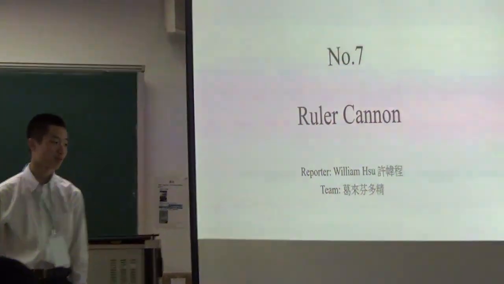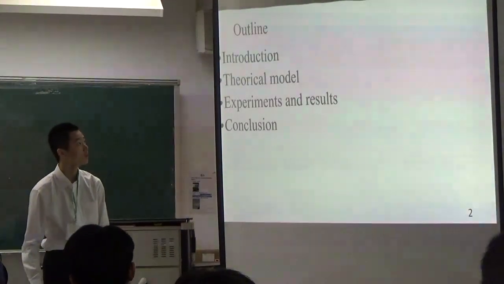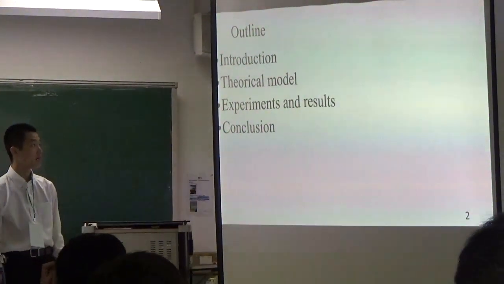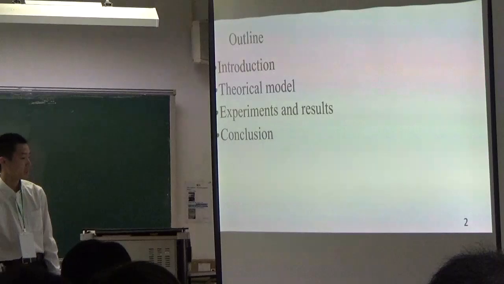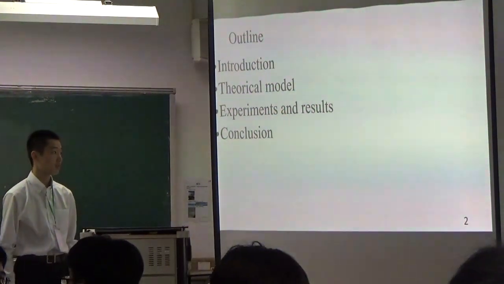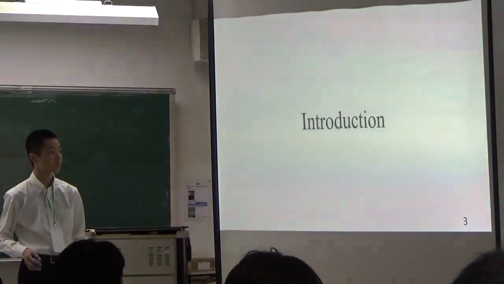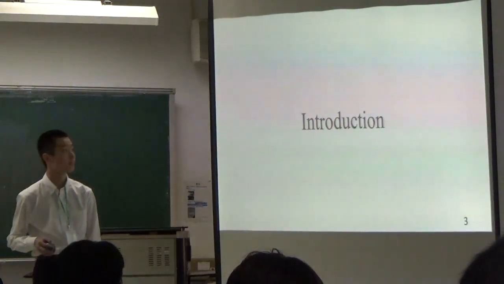I'm the reporter of Team I. I'm going to report the problem 7, ruler tunnel. This is our outline. The first part is the introduction of the problem, and the second part is the theoretical model, and the third part is experiment and result. The final part is conclusion. The first part is introduction.